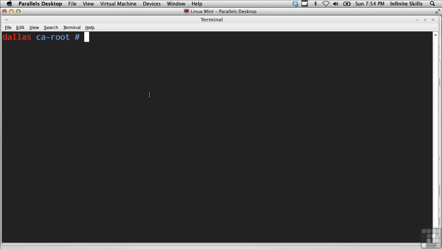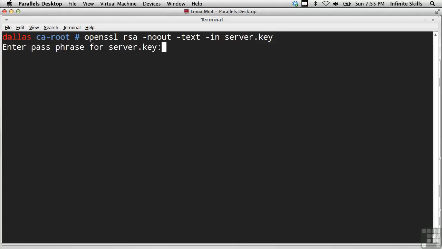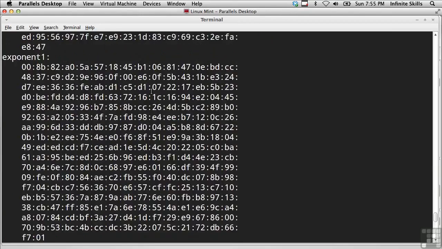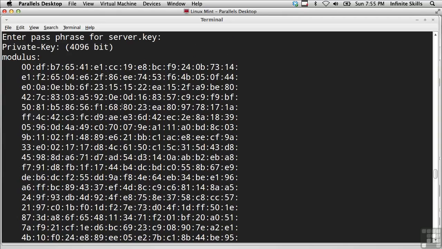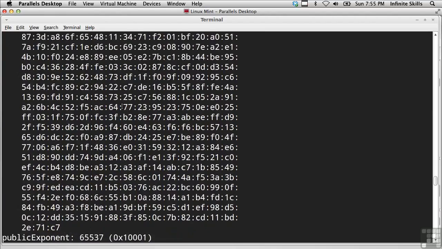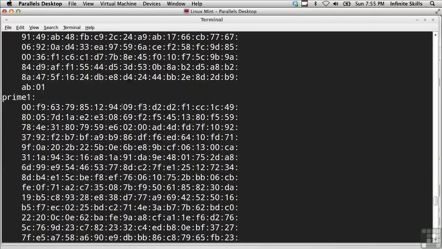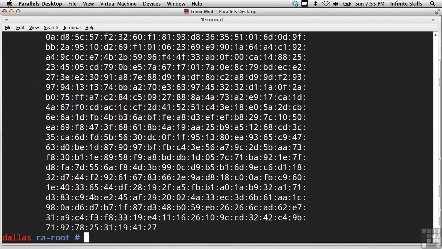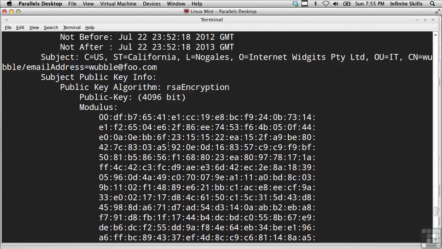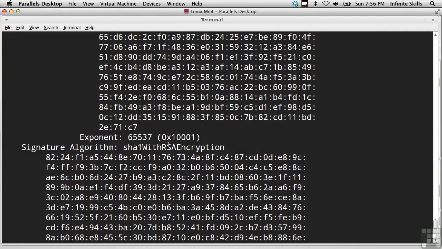Now I can show you the private key for a certificate. As always, we password protect them. So here's all of the keying material for the private key for this server key that I've generated. 4096 bits of a private key here, and here's all of the keying material. Now I can look at the public key as well. So that's all stored in an X.509 certificate.